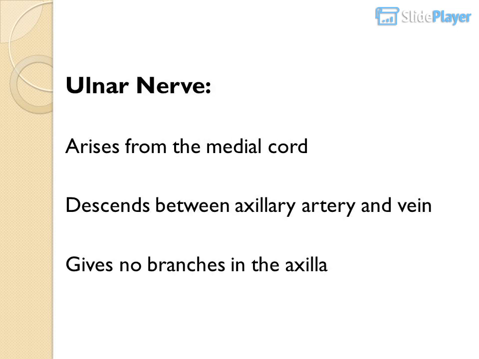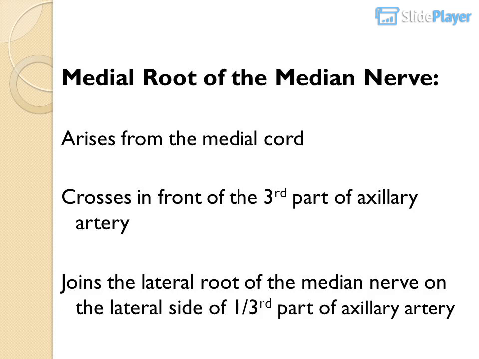Ulnar nerve arises from the medial cord. Descends between the axillary artery and vein. Gives no branches in the axilla. Medial root of the median nerve. Arises from the medial cord. Crosses in front of the third part of the axillary artery. Joins the lateral root of the median nerve on the lateral side of the third part of the axillary artery.